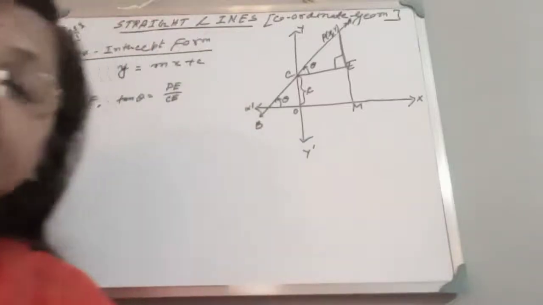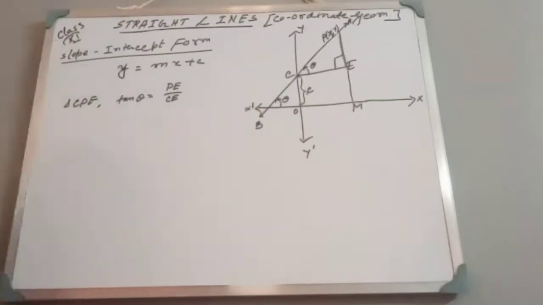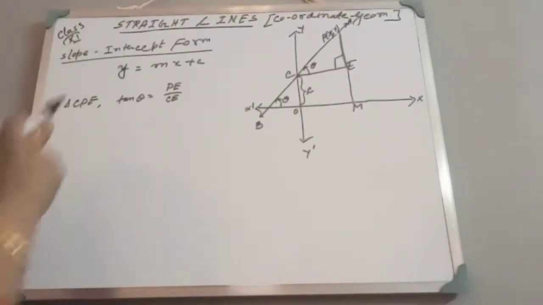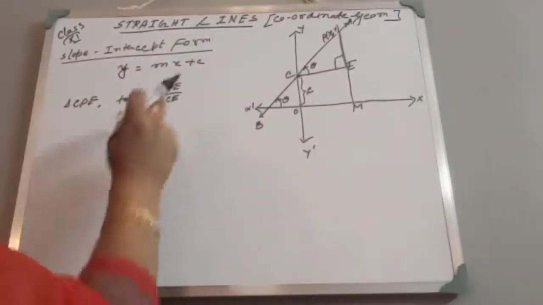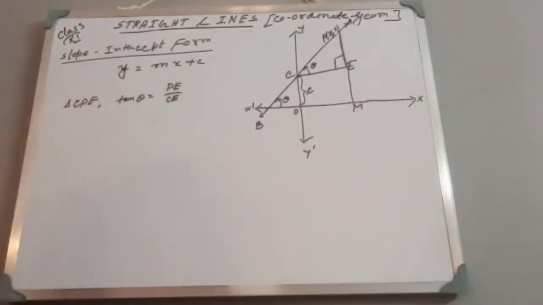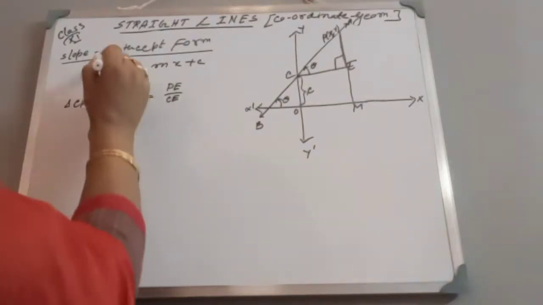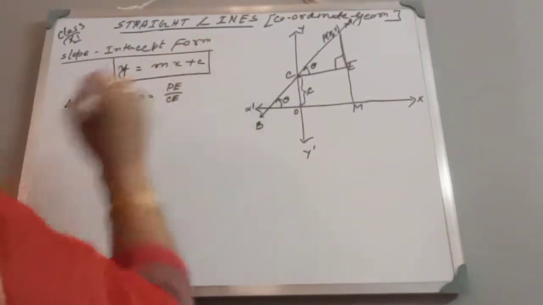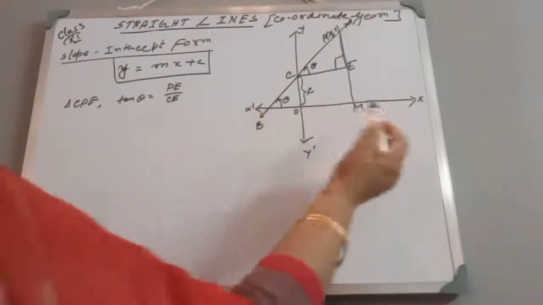Class 11, we are continuing the chapter Straight Line in coordinate geometry. Now, this is the slope intercept form. What is the slope intercept form? The slope intercept form of a straight line is y equals mx plus c. How is it coming?